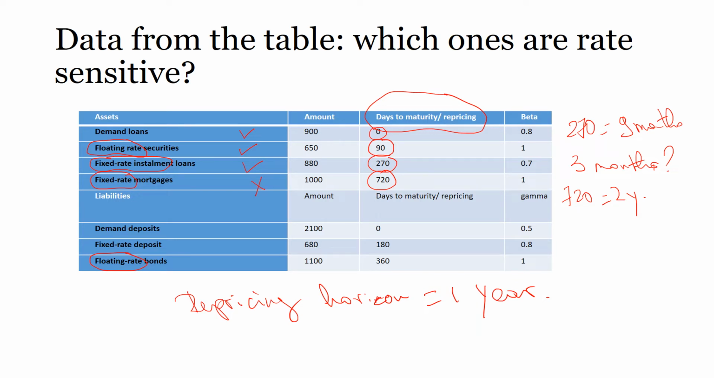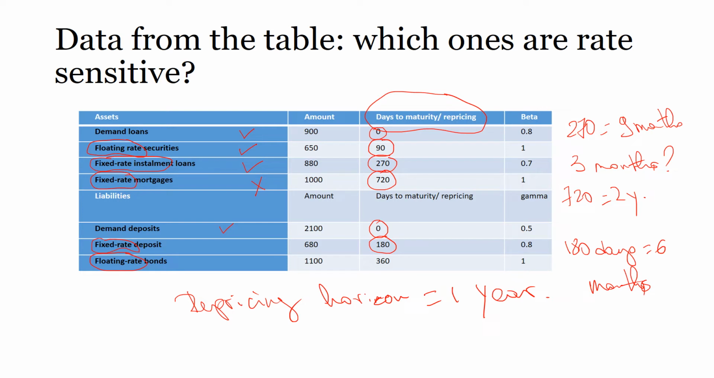Now let's look at the liabilities. Again, you have to look at the days to maturity. 0 days to maturity means that basically now the rate can go up, down, or stay the same, but the rate can change, so it is rate sensitive. Fixed rate deposit, the name says that it should be rate insensitive, but the number of days to maturity repricing says differently. 180 days equals 6 months.